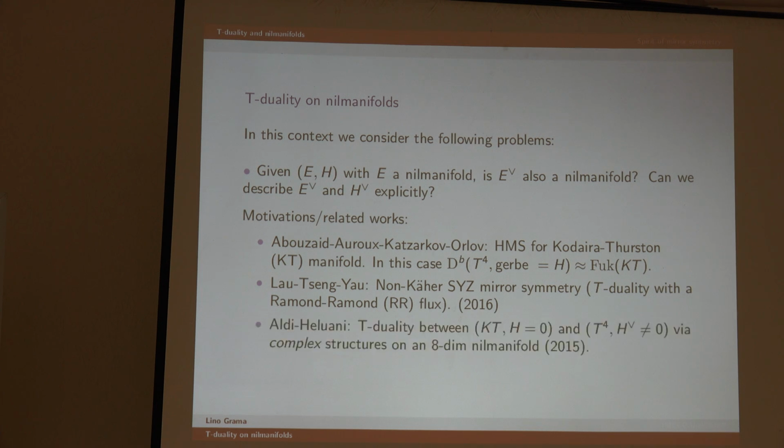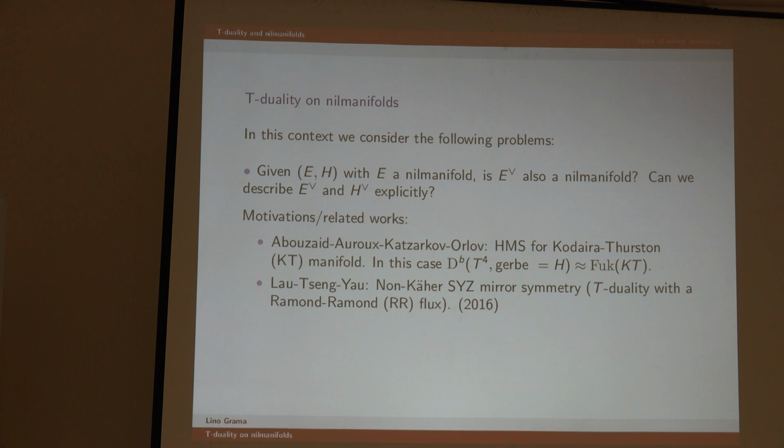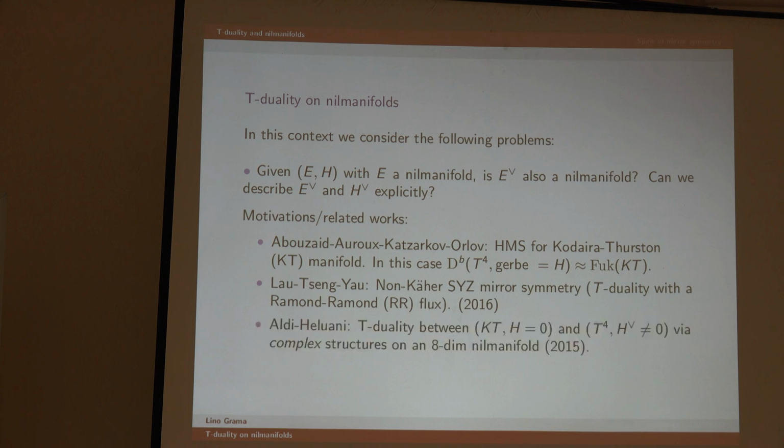Marco Aldi and Raimundo Heluani consider the T-duality between the Kodaira-Thurston manifold with H equal to 0, in the four-dimensional torus, and H not 0, via the complex structure on the eight-dimensional nilmanifold. It is not clear how to generalize this construction to higher dimensions, because a complex structure on a nilmanifold is not so easy to find. But our construction works for every dimension.